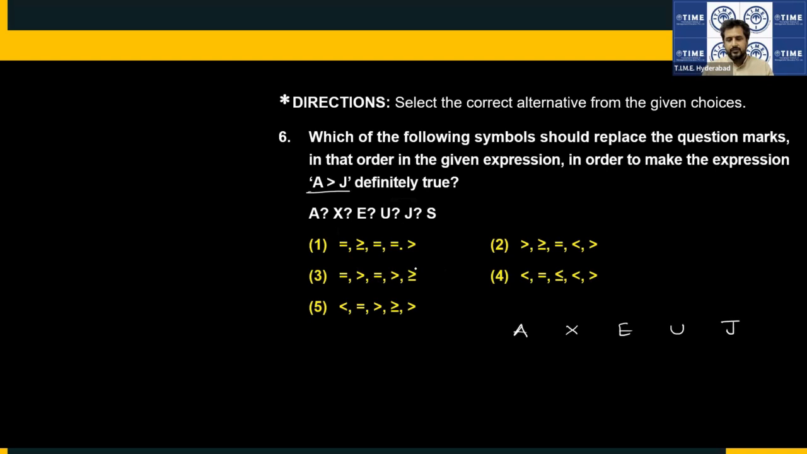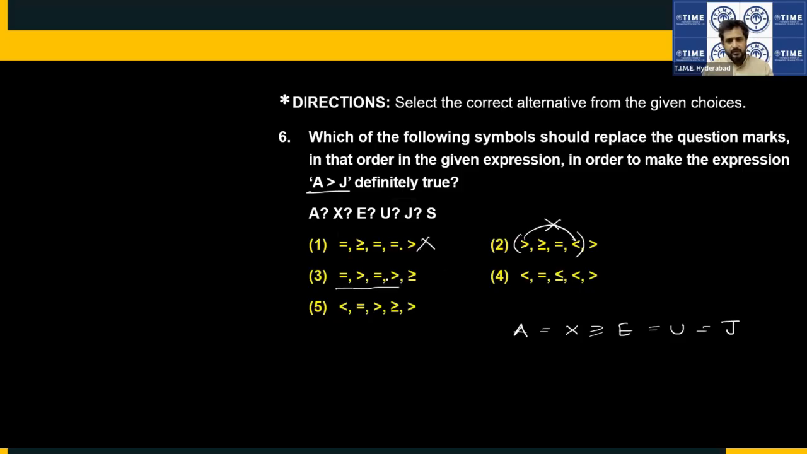Right. Let us try to substitute. If you substitute equal to, greater than or equal to, equal to, what is the relation between A and J? It will be greater than or equal to. The relation between A and J will be greater than or equal to, but we need greater than J. So the first option does not follow. Right. And if I try to substitute the second option, the first four elements are to be considered. Now we have opposite signs, so we cannot establish a relation between A and J.